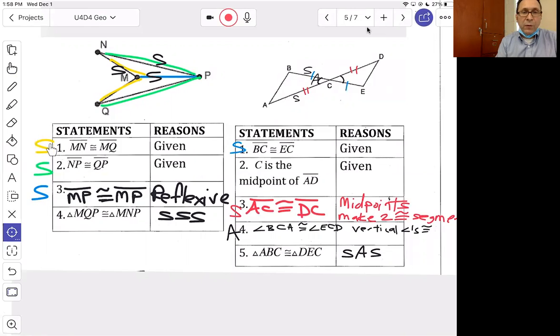I'm even keeping track of the pieces that I'm gathering right here. It's kind of a scorecard of where I'm going. On this next one here, this was not side, it's side, angle, side.